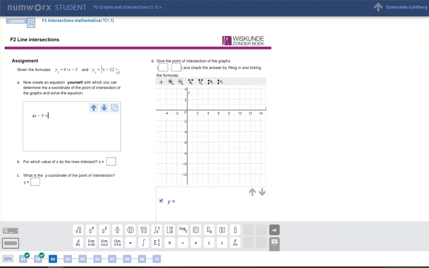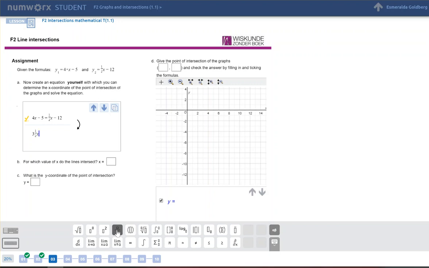and I equalize it to a half x minus 12. So 1 over 2 x minus 12. This is the equation that I need to solve. It's done in the exact same way as the previous ones. So removing a half x from the left hand side means minus a half x. 4x minus a half x is 3.5 x. So that's what I should get here.